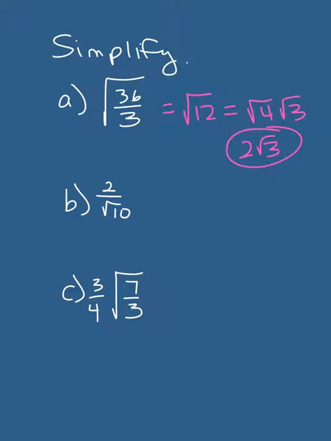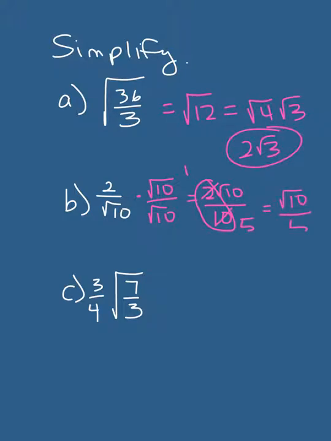In letter B, I have 2 over the square root of 10. I know I can't have a radical in the denominator, so I'm going to rationalize my denominator by multiplying the top and bottom by the square root of 10. So it gives me 2 root 10 over, and the square root of 10 times the square root of 10 is 10. And then I realize I can simplify what's on the outside. So 2 goes into 2 once, and into 10 5 times. So my final answer is the square root of 10 all over 5.